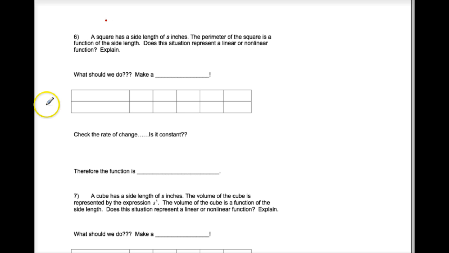Uh-oh. What about those numbers in that table? There's no numbers. You guys are going to have to, for some problems tonight, make up your own table. Okay, but we can do this.